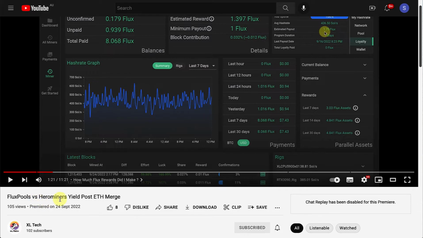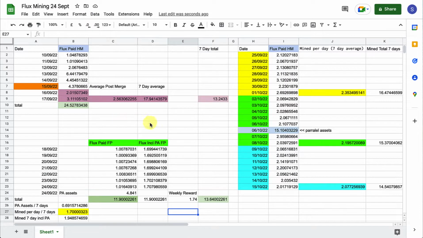And after this, I switched everything back over to HeroMiners to see which pool was actually going to give me more flux with my actual hash rate. So without further ado, I'll go straight into the spreadsheet. If we do a quick recap, everything above this orange highlight was pre-Ethereum merge.